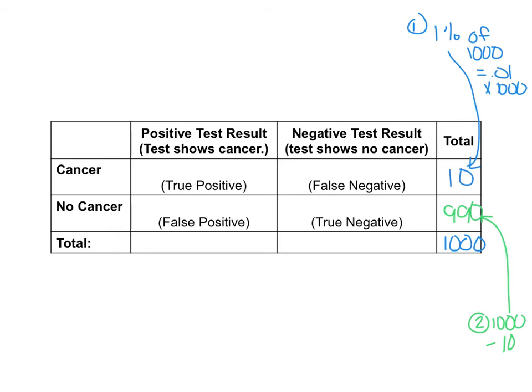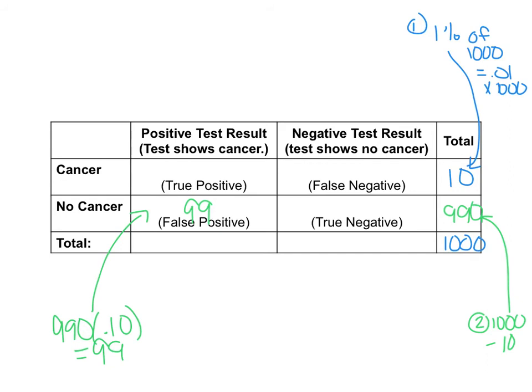Now, the problem told us that there is a 10% false positive rate. So that's looking here. And that means that among the 990 subjects without cancer, 10% get a positive test result. So we're going to do 990 times 0.10, and that's going to give you 99. So we have 99 here.